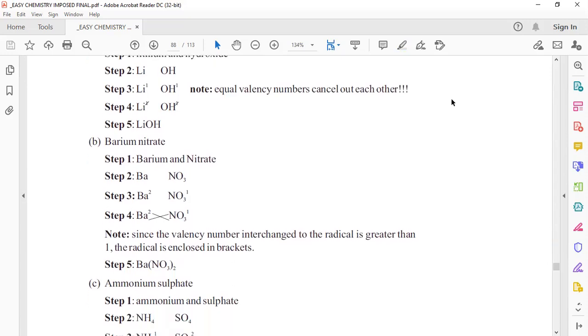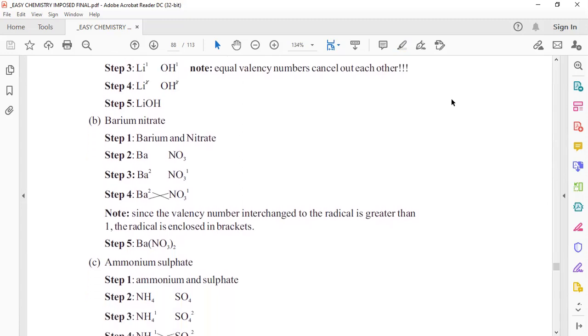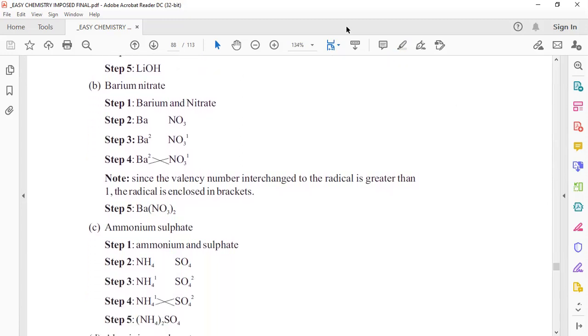Let's look at C, ammonium sulfate. So how did they come up with the ammonium sulfate? Ammonium, as usual, is NH4. Remember, capital letters, NH4. Then a sulfate is SO4. The valence number for ammonium is 1. The valence number for sulfate is 2.